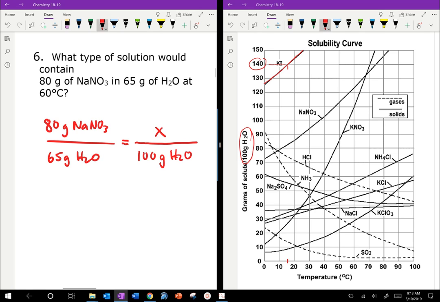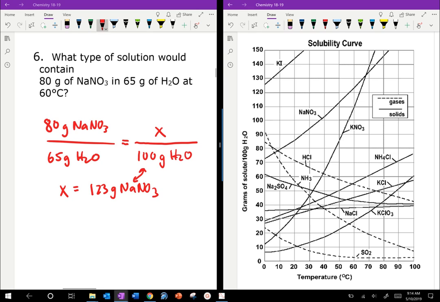So we do a little cross multiplication again with our ratio here and figure out what x would come out to be. And if we do, x should be around 123 grams of NaNO3. Now I can go to my curve and look it up because that's in 100 grams of water. Those two are related to each other. And my curve over on the other side of my screen here is again based always on 100 grams of water. So let's clean that off and try.